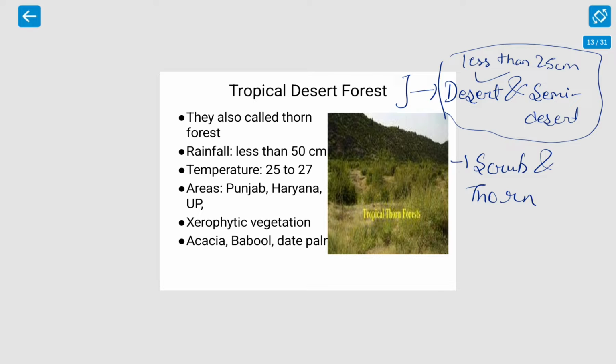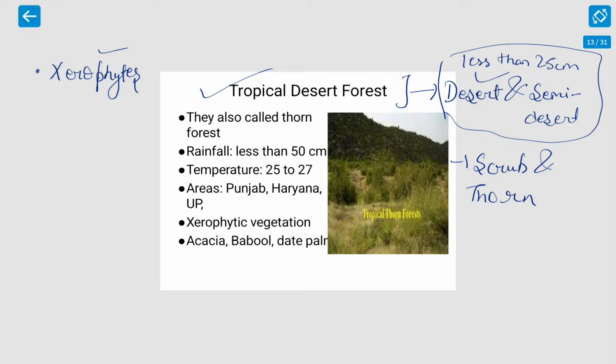So what are the characteristics of these plants? Okay, these characteristics are not only applicable to the desert and semi-desert vegetation, but also the scrub and thorn. So totally you can say that tropical desert forest has these characteristics. That is the xerophytes. Okay, they are called xerophytes. So this is one of the important things you need to remember. The plants that grow in this type of condition are called xerophytes.